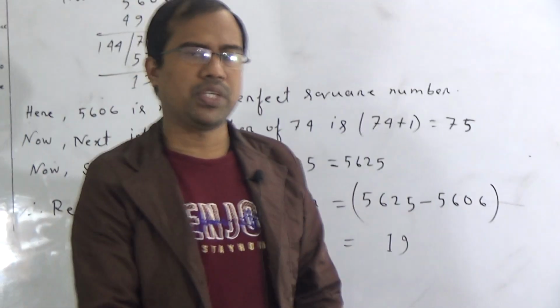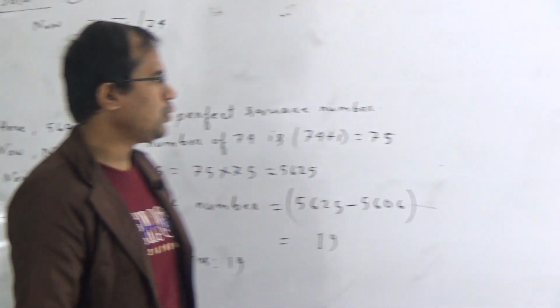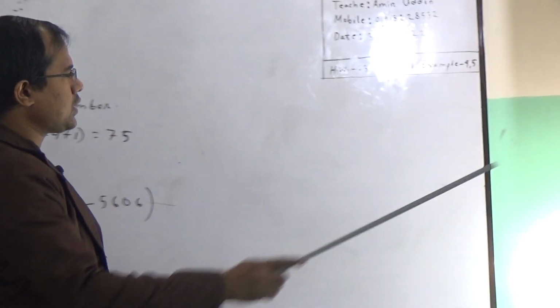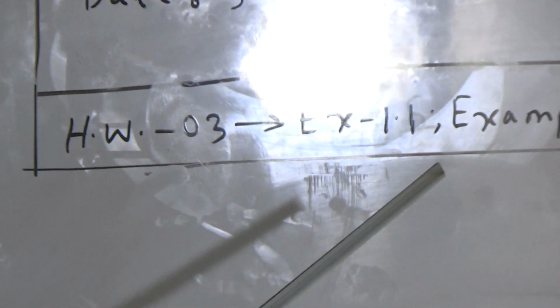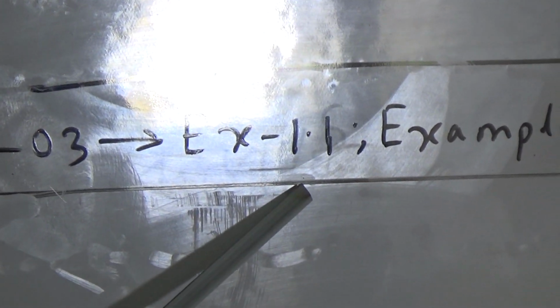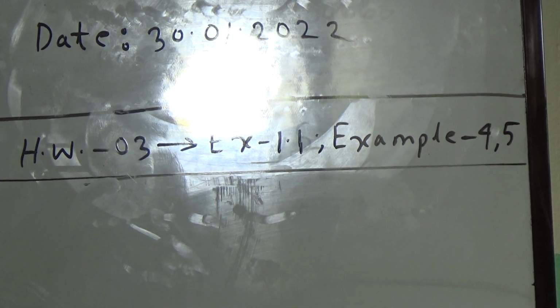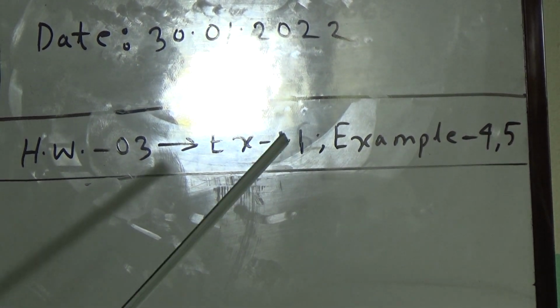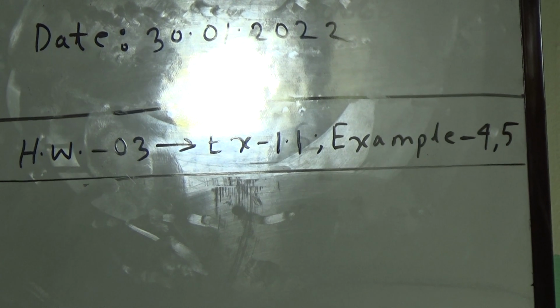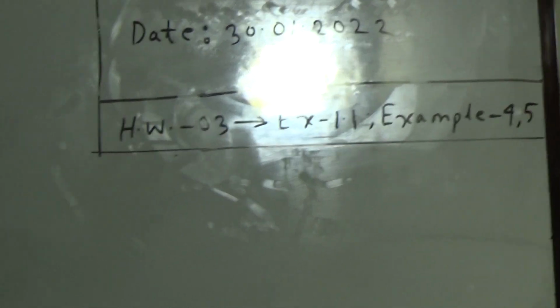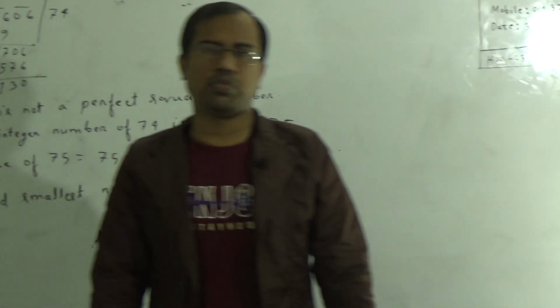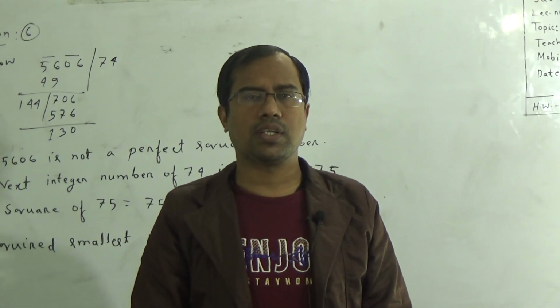Dear students, we have finished our today's class. Now I will give you today's SW. Our today's SW number 3, and the topic of today's SW is exercise 1.1, question number 4, example 4 and 5. Dear students, today's SW is exercise 1.1 example 4 and 5. I hope you will be able to do your SW properly. So do your SW and submit on next Saturday.